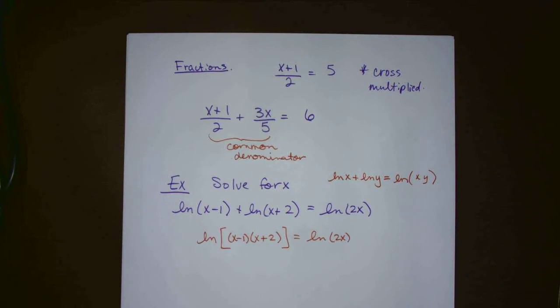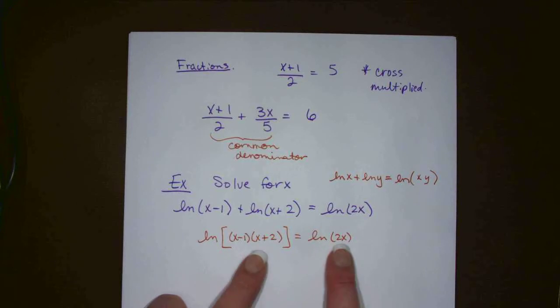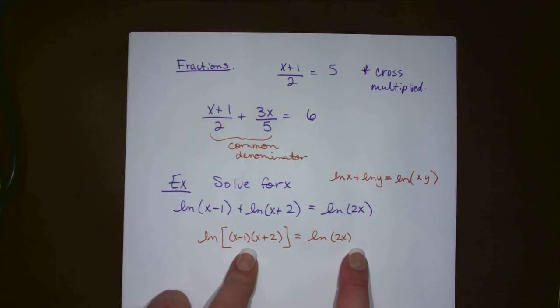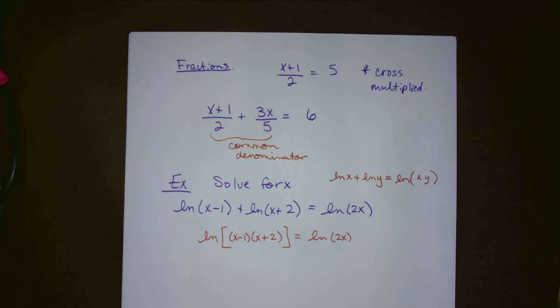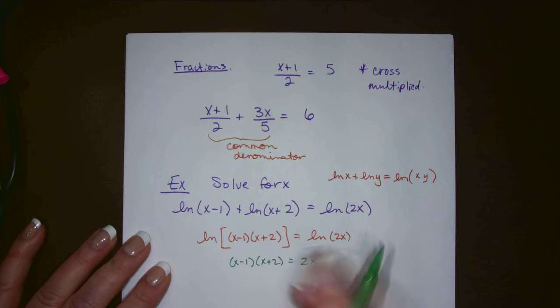This is type 1. That's really easy. We called it 1b, which is if there's a log on both sides, they're the same log. You can ignore that part because that's already the same. We need the arguments to be the same. So what would our next step look like? x minus 1 times x plus 2 is equal to 2x. And we would just solve that like we did back in chapter 1.